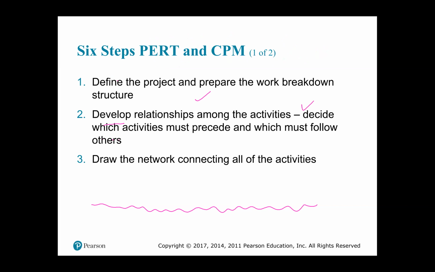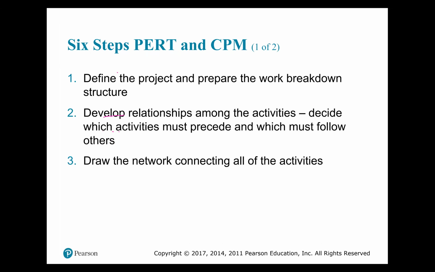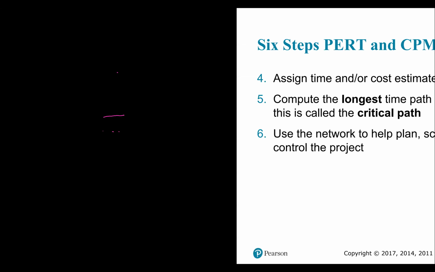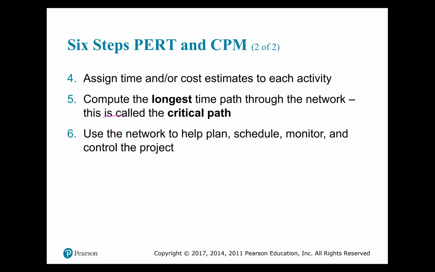Irrespective of whether you're using PERT or CPM, there are basically six steps to utilize them. Well, you must define the project and prepare the work breakdown structure. I showed you an example of what it looks like already. You must also develop relationships among the activities. That is, you decide which activities must precede which and which must follow others. Then you draw the network connecting all the activities. After you've drawn the network, you assign the time and cost estimates to each activity.